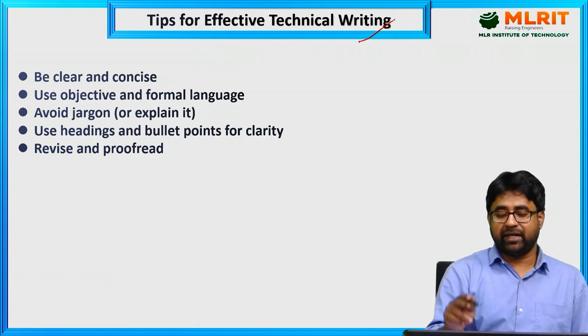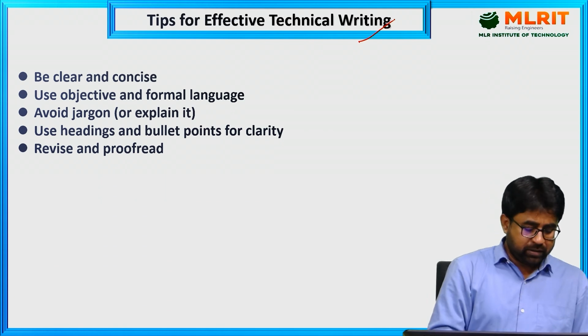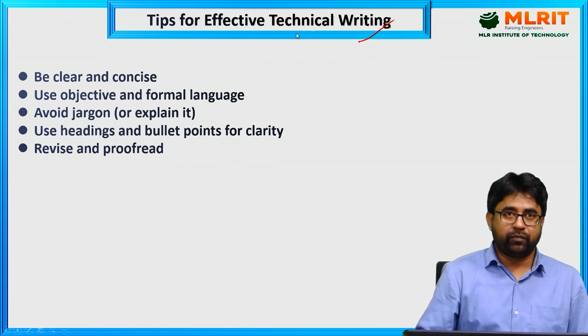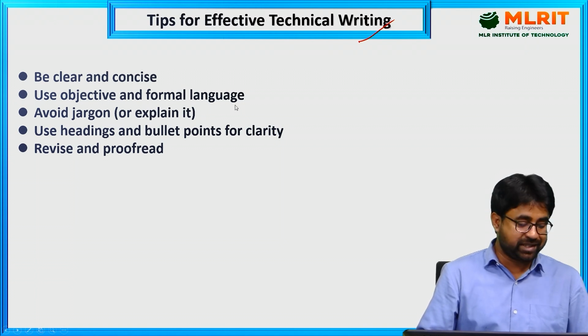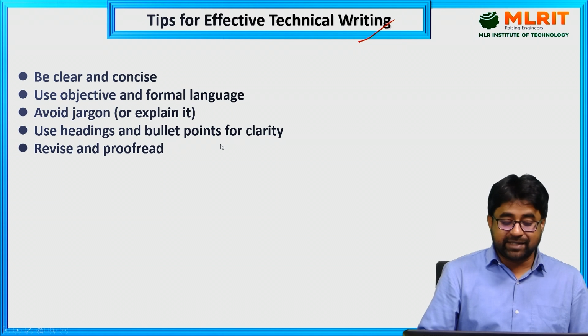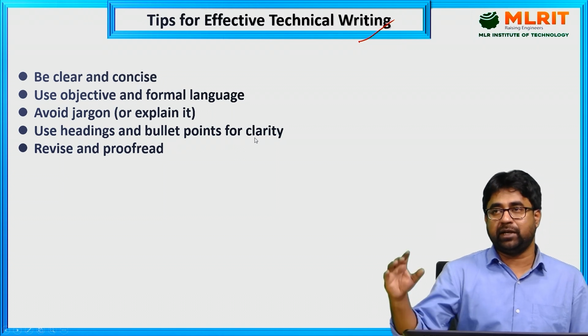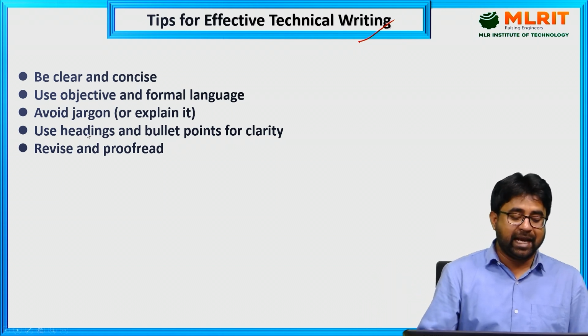Tips for effective technical report writing. These are the general tips of technical report writing. You have to be clear and concise. Use objective and formal language. There is no space for using subjective language. Use headings and bullet points for clarity. Instead of using long paragraphs, it is better to use headings and bullet points.